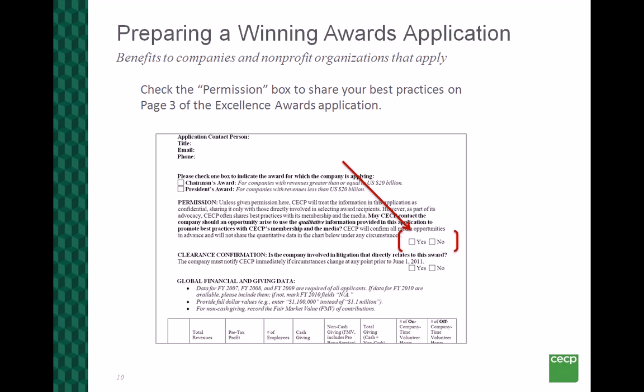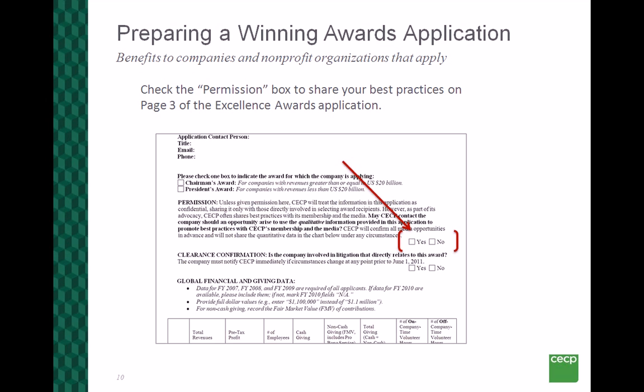Also, by applying for the awards, CECP will be aware of your company's initiatives, improving the probability that it will be featured in CECP events, publications, and online material, all with your consultation, of course. There is a checkbox on page 3 of the applications, which I'd like you to pay attention to. This question, called Permissions, asks if CECP may contact you to share qualitative information about the program if opportunities arise. We encourage you to check yes so that we can share your philanthropy stories, either with the media or in features at CECP Summit or website or other outlets.